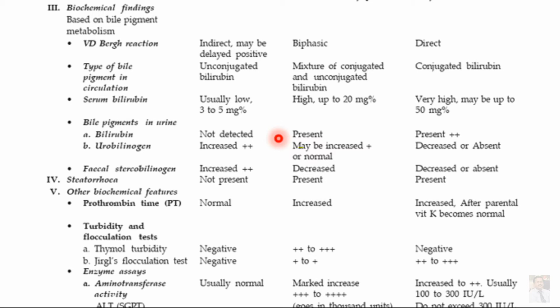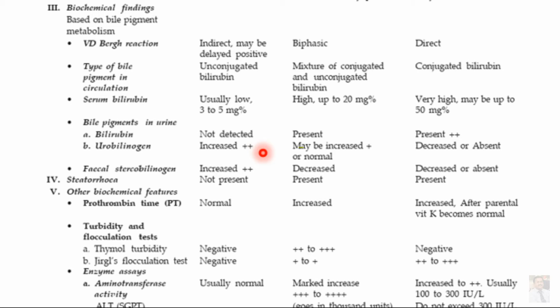Next one is urobilinogen. Here it is increased in the first case, maybe increased or normal in the second, and decreased or absent in the third. You can see here the urobilinogen is very high. If it is very high, we can come to the conclusion that it is hemolytic jaundice. In the second, it is present or maybe increased, so it is not a clear-cut, definitive test. And the third one is decreased or absent. So if you find a person with very high levels of urobilinogen in urine, this is the indicator of hemolytic jaundice.